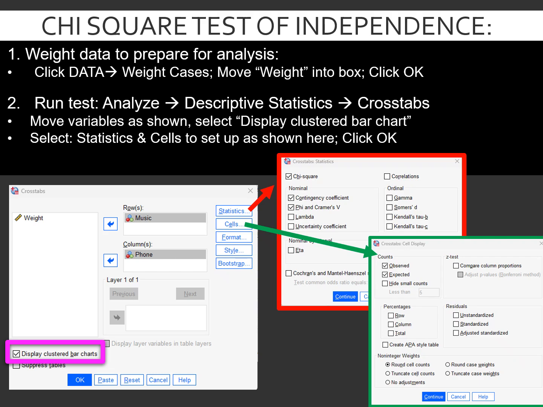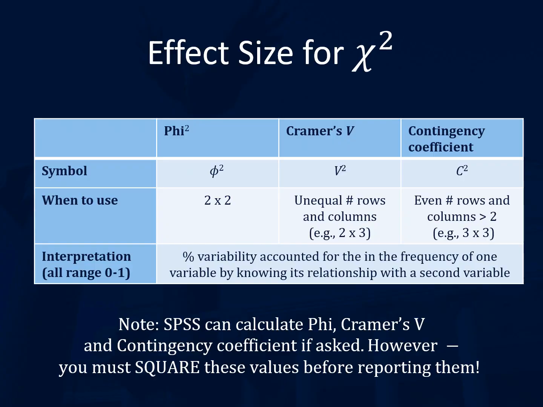In that dialog box, you want to make sure you have selected the Observed and Expected. Then you click Continue and OK, and it will conduct your analysis for you.